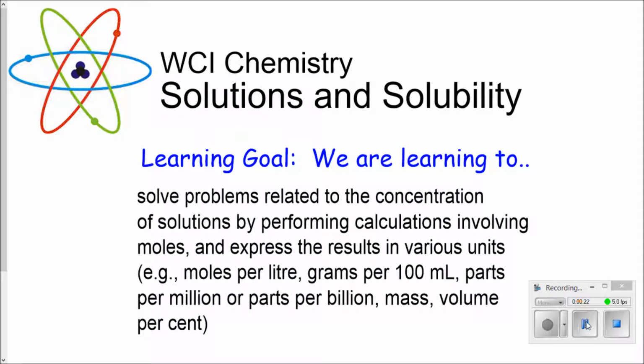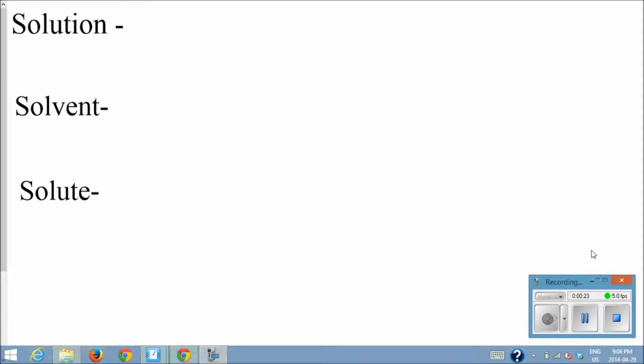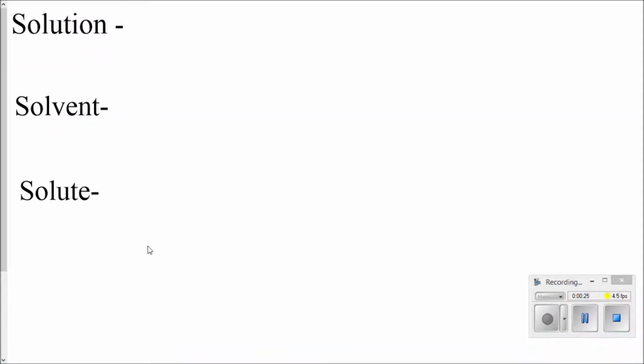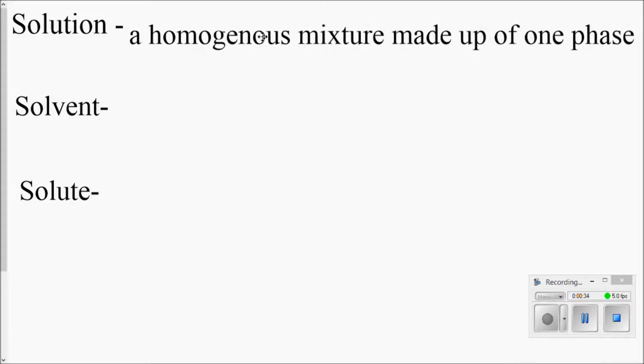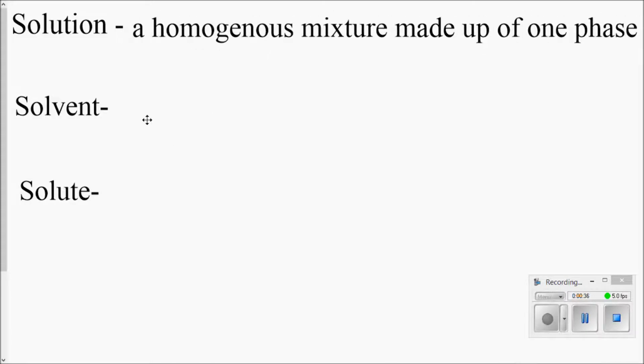So let's get started. This is concentration. So what we're going to do first is just define what is concentration. What does it mean? And in order to be able to define concentration, we have to know what solution means. A solution is a homogeneous mixture made up of one phase. So a solution is actually made up of a solvent and a solute combined. So that's what's mixing together, both a solvent and solute mixed together.